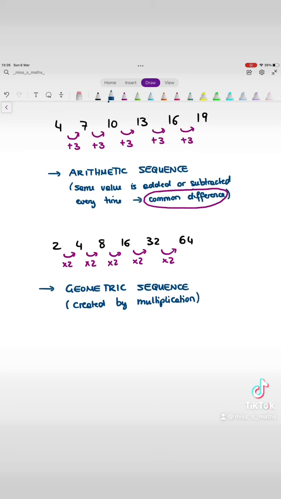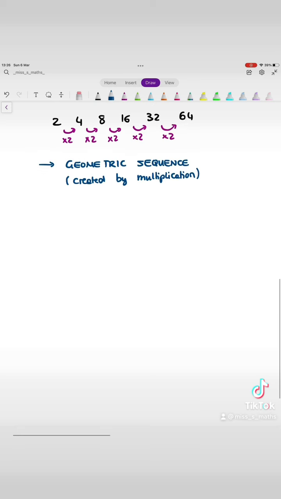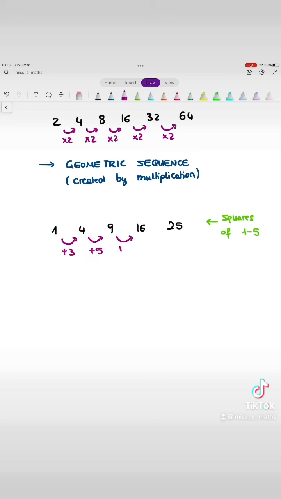Now, unfortunately, this is not the only other way of creating a sequence. So for example, 1, 4, 9, 16 and 25. These are the squares of the numbers 1 to 5, and we cannot form this sequence by adding the same number or multiplying by the same number. It doesn't work out. So whenever that happens, you can try and find your first difference.